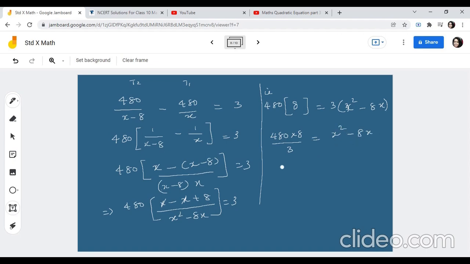You can simplify in your own way. That is, x square minus 8x is equal to, should we cancel anything here? 4 plus 8 is 12, so it is divisible by 3. How many times? 160. So how much is 160 into 8? 1280. Therefore, x square minus 8x minus 1280 is equal to 0 is the required equation.